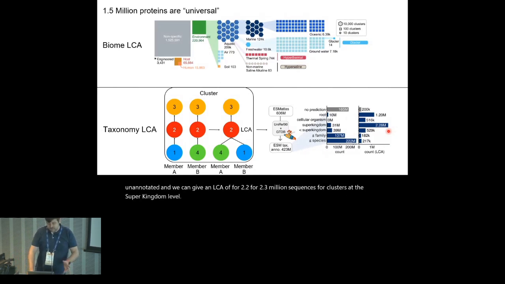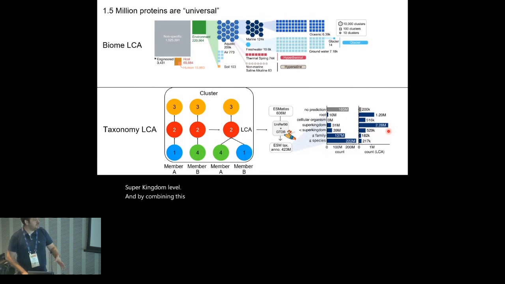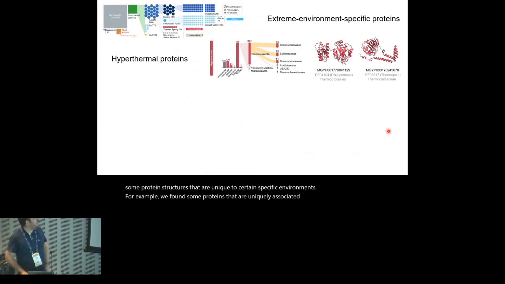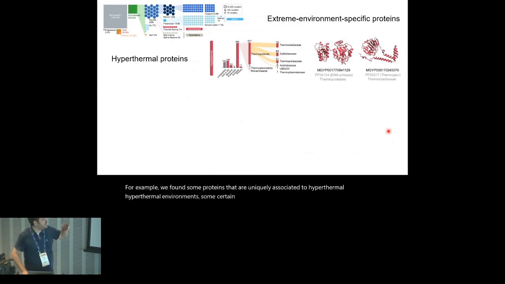And by combining this information at the biome and at the taxonomy levels, we're able to find some protein structures that are unique to certain specific environments. For example, we found some proteins that are uniquely associated to hyperthermal environments, some certain proteins belonging to Thermoproteales. We have DNA primases, thermopsins.